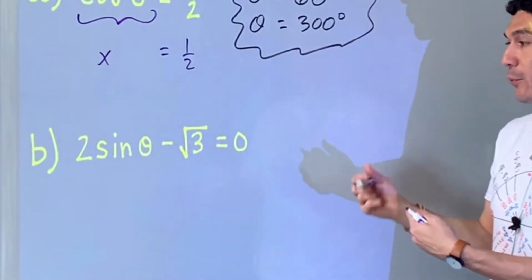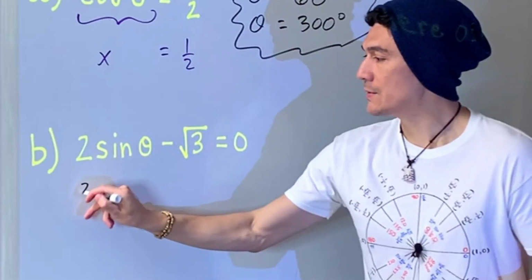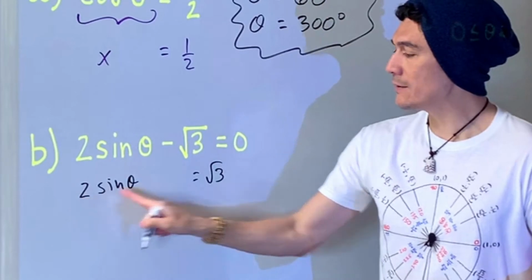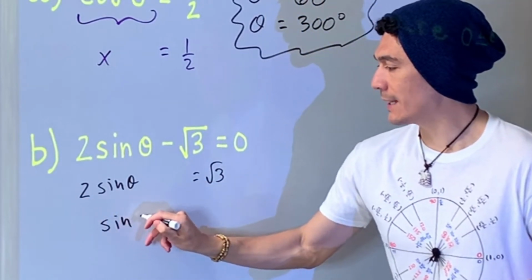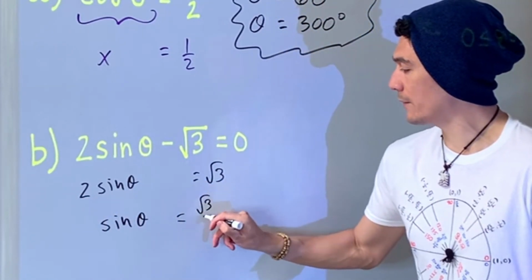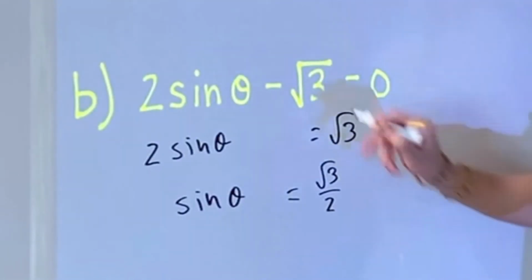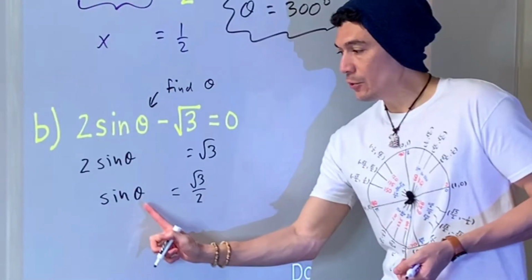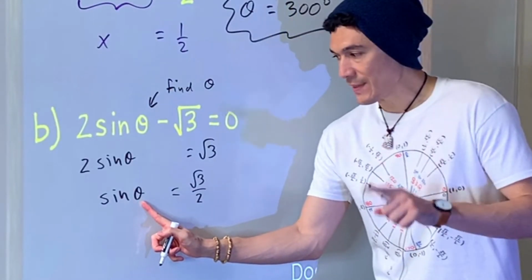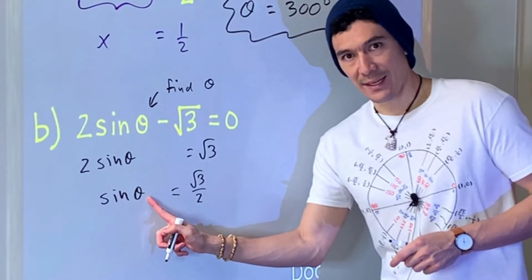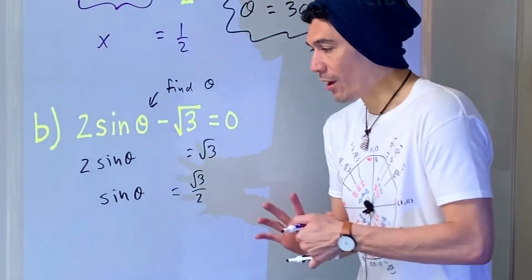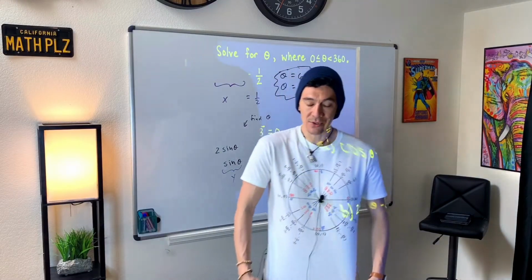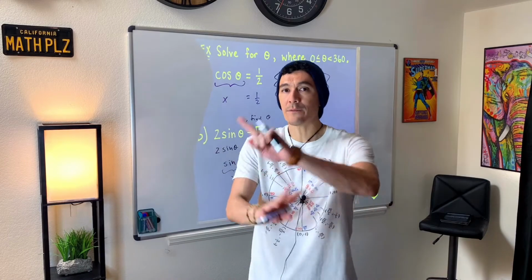Let's do a little bit of prep work. Why don't we add this to this side? So we have 2 sine of theta equals square root 3. Then why don't I divide both sides by 2 so that sine of theta equals square root of 3 over 2. Now what is the goal? I remind you the goal is to find theta. You tell me what theta is such that the sine of that theta is this. Now recall, folks, that sine of theta is y. So now you're looking at the unit circle, but now you're looking at all of the y-coordinates.